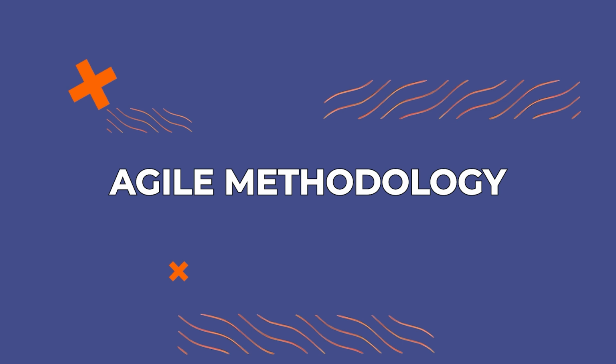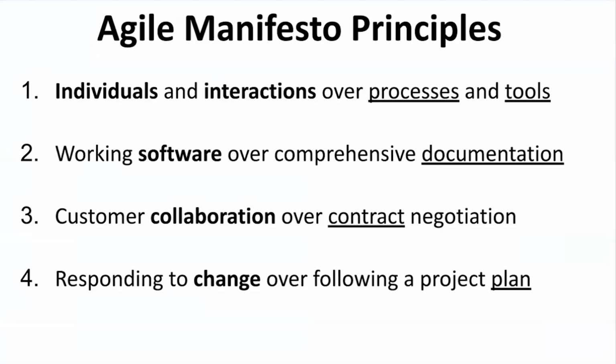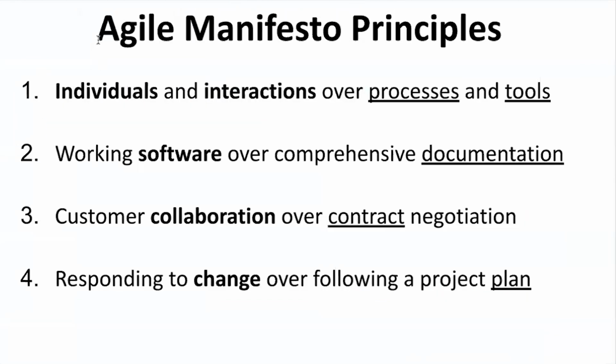Agile methodology. As technology advanced and more technical startups emerged, it became clear that the Waterfall methodology was not well suited for these dynamic and rapidly changing projects. In 2001, the Agile Manifesto was created by 17 technologists. It introduced 4 main principles.